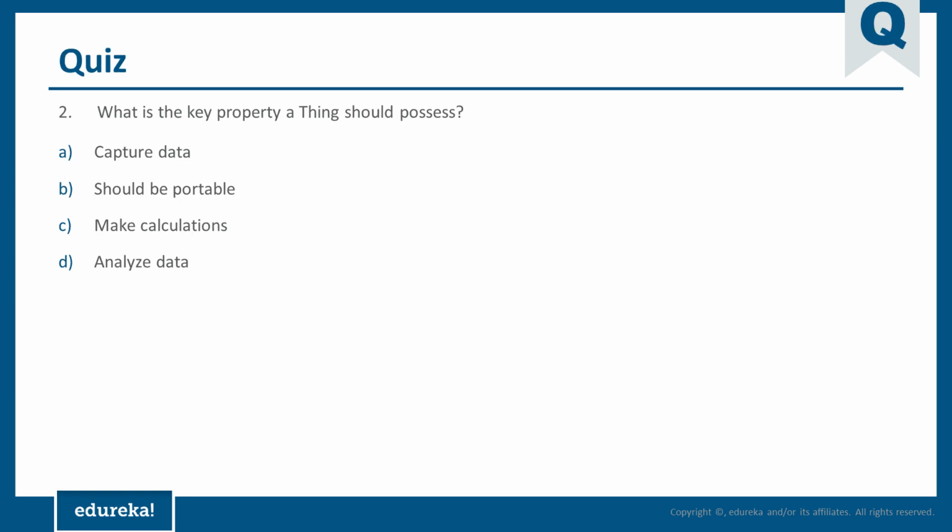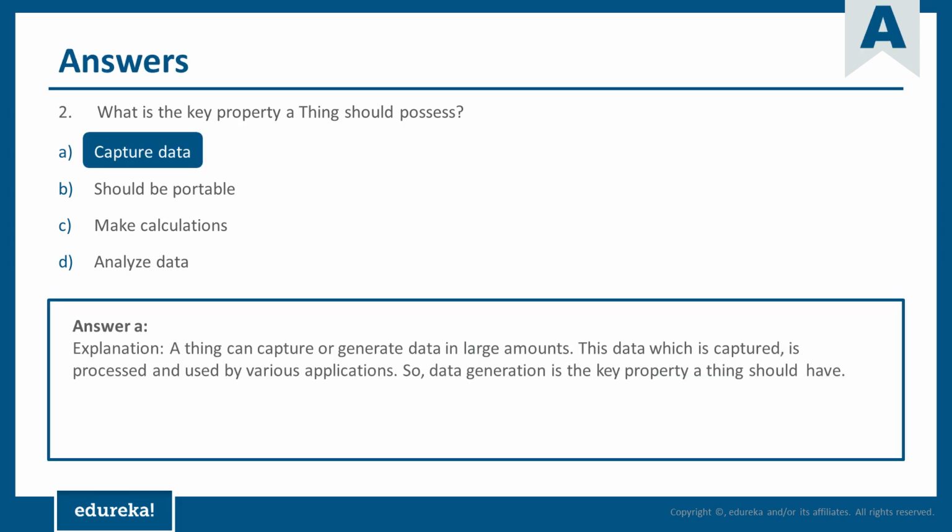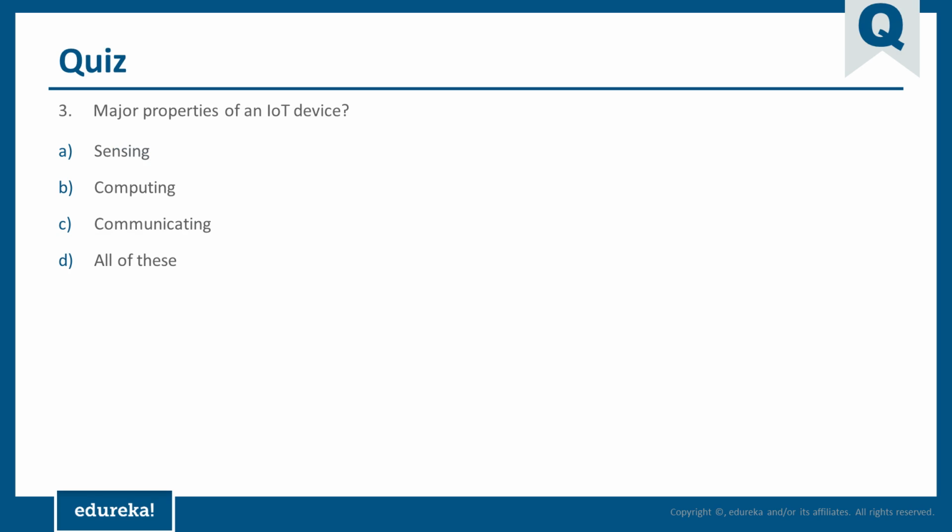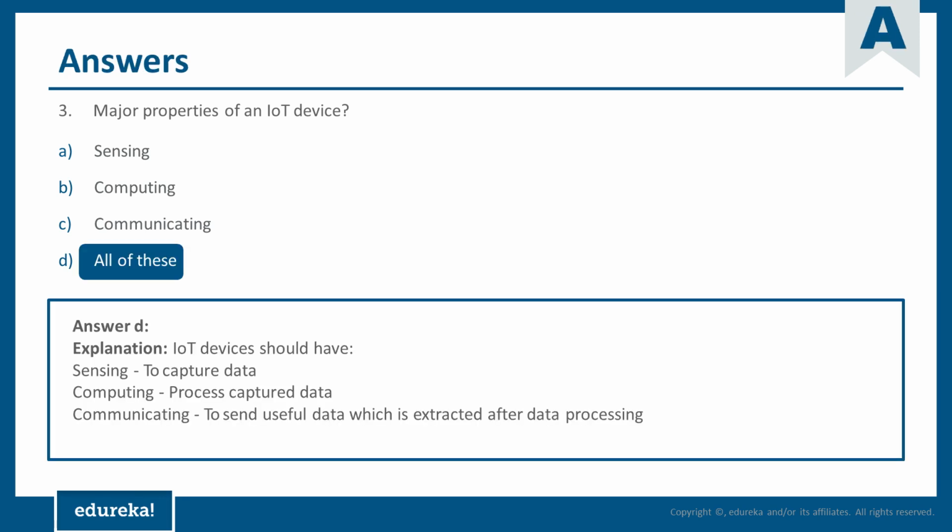What is a key property a thing should possess? Very easy, I believe. What is the main requirement from a thing? It is to capture data. That's the base stuff. Major properties of an IoT device: sensing, computing, communicating, all of this. Really, that makes me happy. At least I'm sure you didn't sleep.